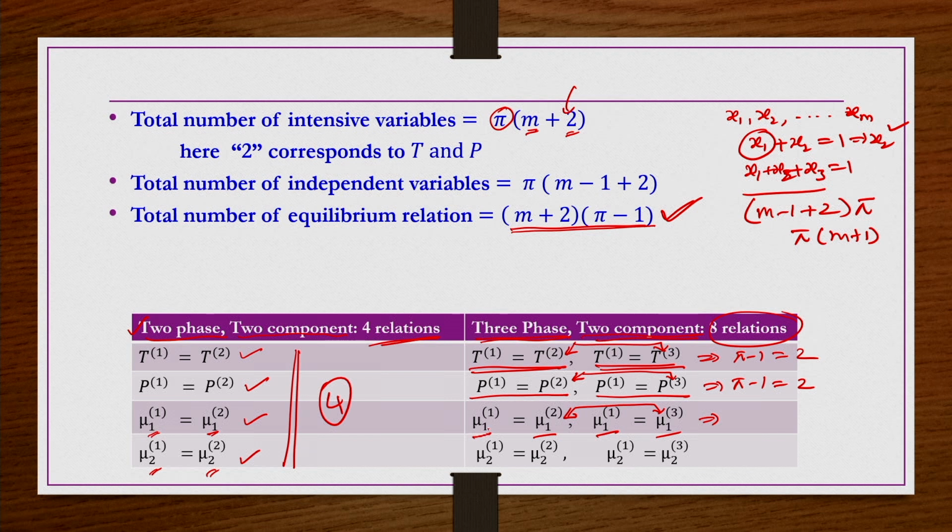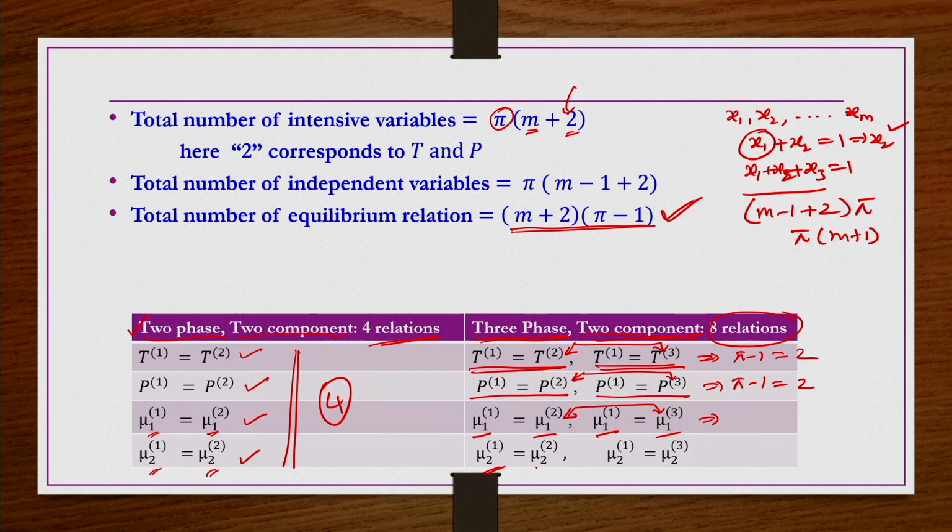Okay. So, mu 1 in 1 should be equal to mu 1 in 2 and mu 1 in 1 should also be equal to mu 1 in 3. That implies that mu 1 in 2 should be equal to mu 1 in 3. Okay. Same for the second component, mu 2 in 1 should be equal to mu 2 in 2 and mu 2 in 1 should be equal to mu 2 in 3. So, that means mu 2 in 2 should be equal to mu 2 in 3.